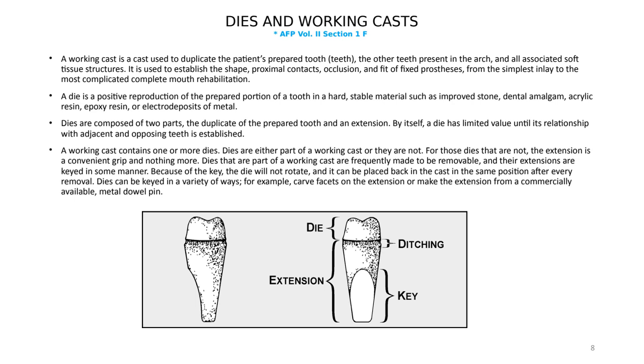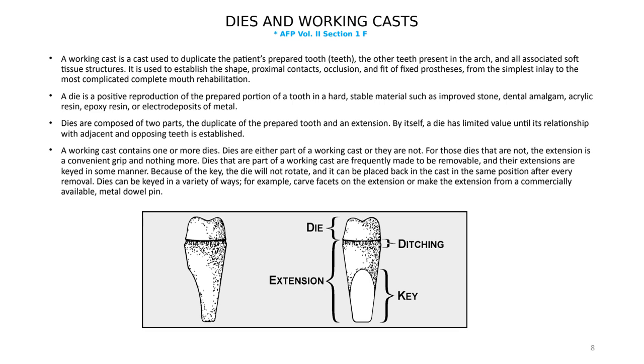Usually the extension, to give you an analogy, is kind of like the root of the tooth. So think about it. The root of the tooth stays in the bone, right? And our die has that portion that goes inside the model. So that's the extension to keep the die in position and in the same location as it is in the patient's mouth. By itself, a die has a limited value until its relationship to adjacent teeth and the opposing teeth is established.